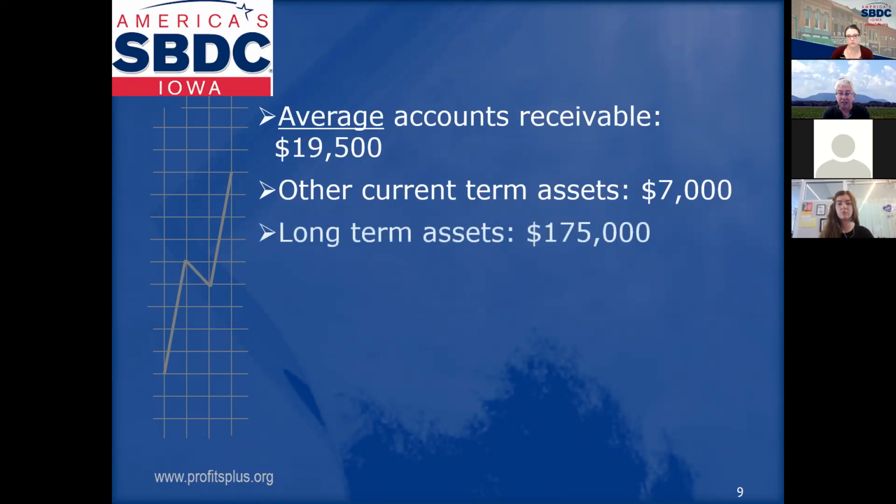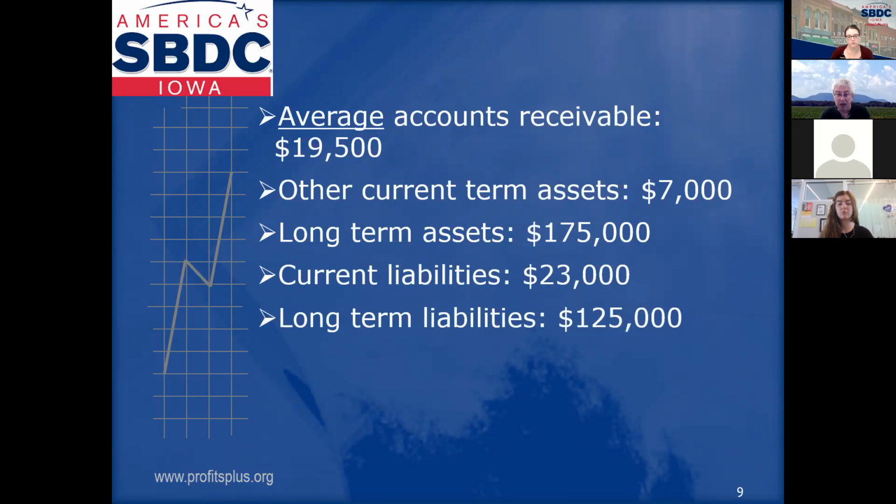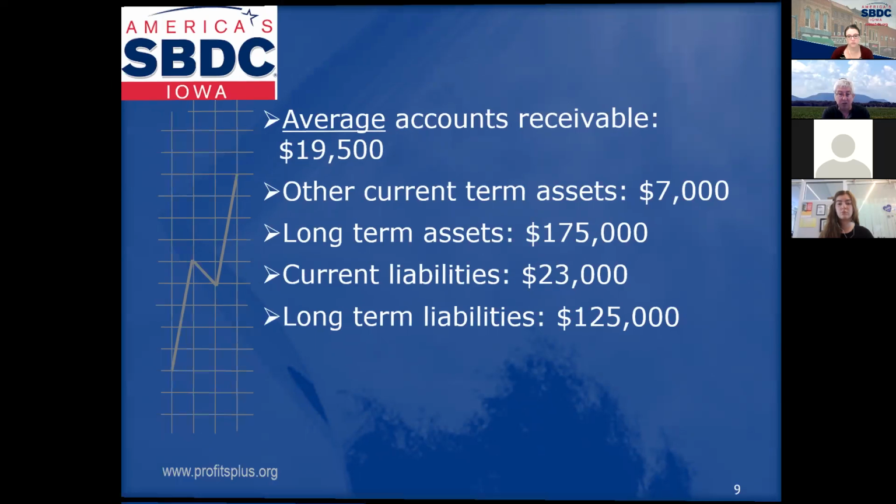The long-term assets in my sample business were $175,000. Their current liabilities, again, bills expected to be paid within the next 12 months, 365 days, $23,000. Long-term liabilities, $125,000. While I simply made up the numbers, I'm going to guess this is a building that they own for probably $150,000, and they've got a mortgage on it, which is probably about 120, and the other 5,000 could be things like a point of sale system, some fixtures.